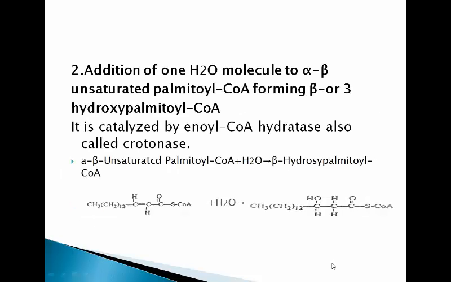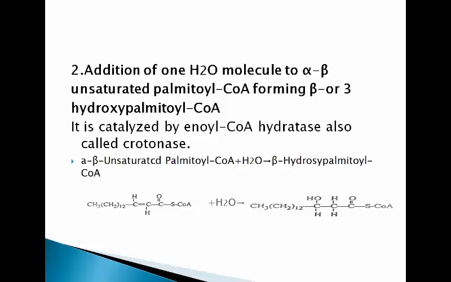The next reaction is the addition of one water molecule to the alpha beta unsaturated palmitoyl-CoA, which will then form beta or 3-hydroxy palmitoyl-CoA. This requires, for the addition of water, the enzyme enoyl-CoA hydratase, which is also called protonase.